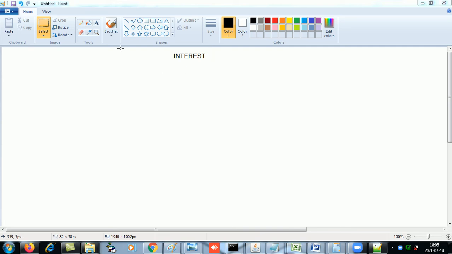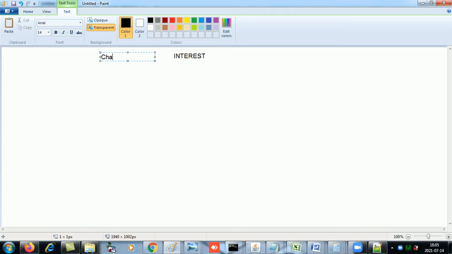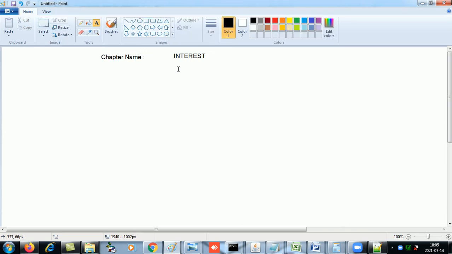Today we will start with the new chapter which is named interest. Now we all are familiar with this term interest. Interest is an additional amount which the bank gives you for depositing money with that bank.